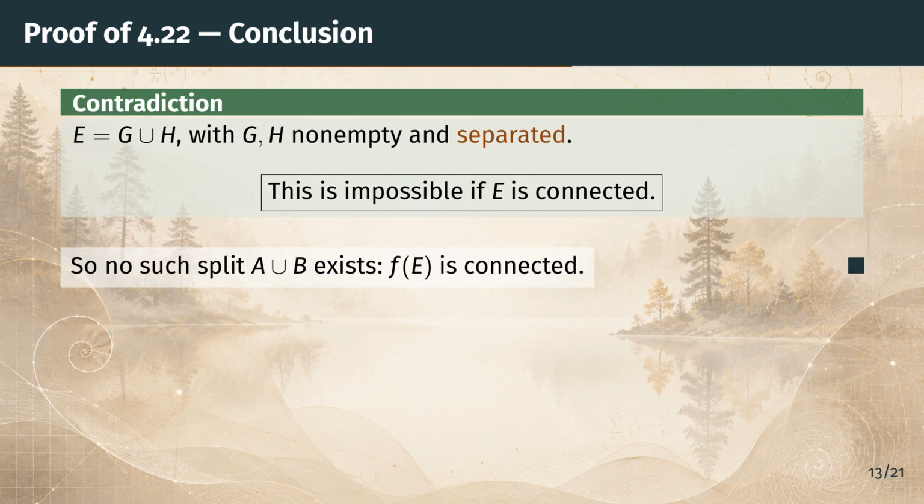And now we collect the contradiction. We have written E as the union of two non-empty separated sets, G and H. But that is precisely what cannot happen for a connected set. Since we assumed E is connected, our starting assumption that the image could be split into separated pieces, A and B, must have been false. Therefore, F of E admits no such split. It is connected. That completes the proof. Notice how little we used, only that pre-images of closed sets are closed. Now let's cash this in for the Intermediate Value Theorem.